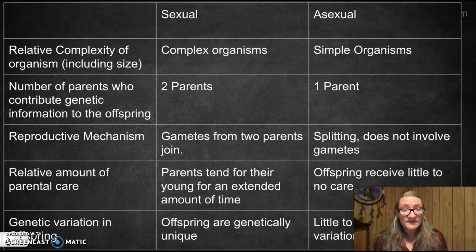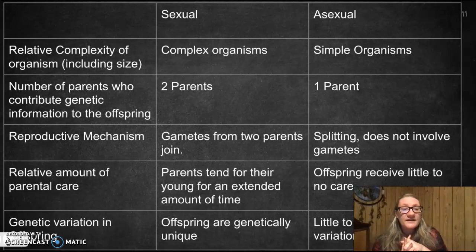Their reproductive mechanism is by splitting. It does not involve gametes. The cells of the parent simply split and divide and multiply. There is little to no parental care. Most of the time with organisms that reproduce asexually, once the offspring is produced, it's already ready to go. It has everything it needs to go off on its own and live its life. It does not need its parents' help, like sexual reproduction does.